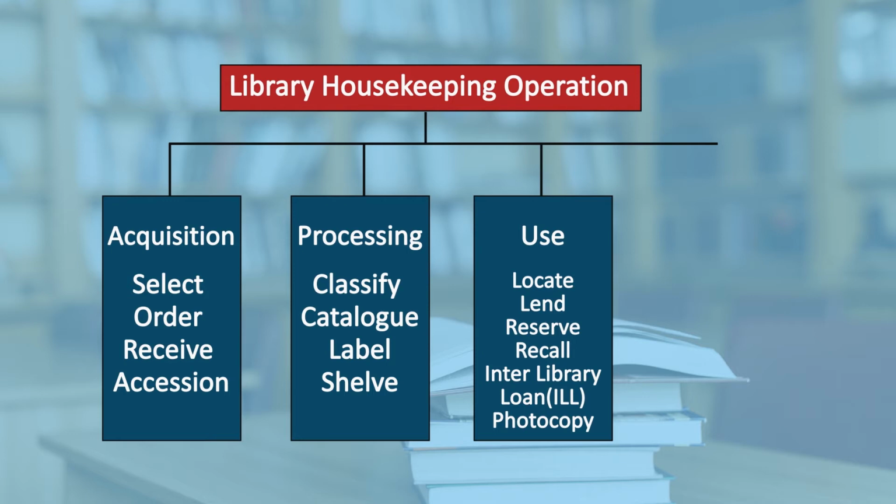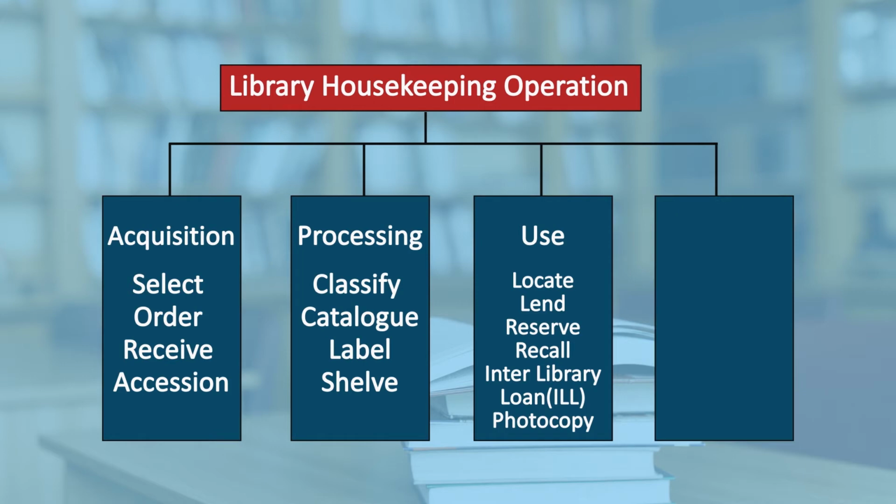And finally photocopy. If that particular book is a confined copy that cannot be borrowed, the library sometimes has reprographic services in the form of photocopy. So these are the basic procedures of the use section: locate, lend, reserve, recall, interlibrary loan, and photocopy.